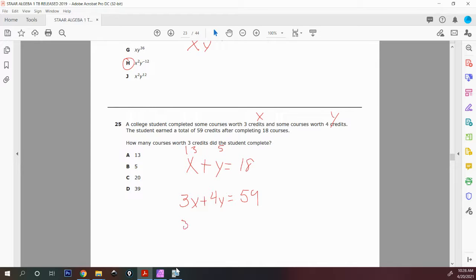3 times 13 would be 39. 4 times the 5 would be 20. And 39 plus 20 makes 59. So, hey, 13 works. You could also do any of those: substitution, elimination. You could put it in a matrix. We had a whole bunch of ways to solve this. You could graph them and see where the lines crossed. Whole bunch of different ways you could solve this.